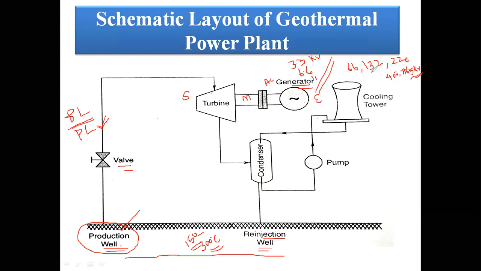Once the power is generated, we can send it to the consumer via the step up transformer, isolator switches, circuit breakers, and bus bar.